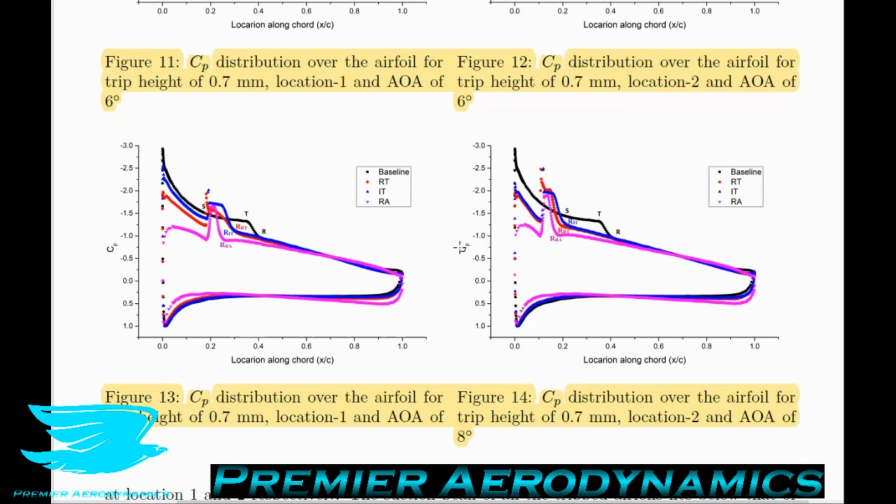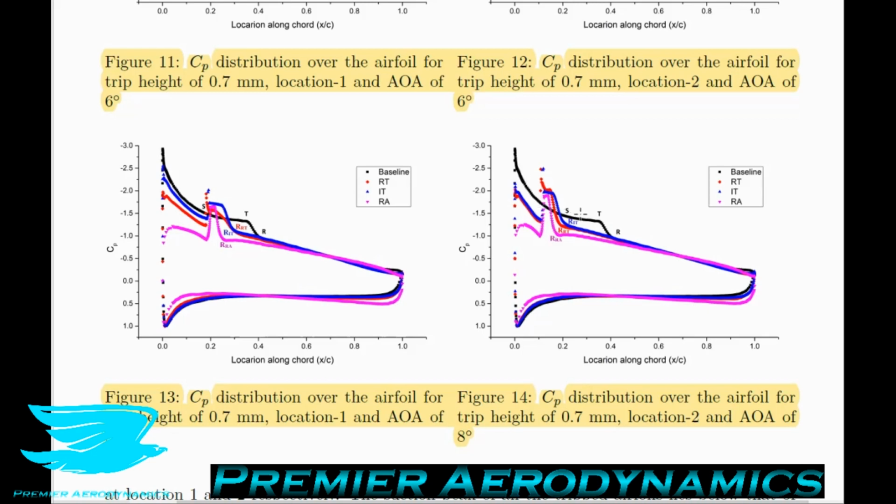And in location 2, we still get the same thing. So it's interesting how this right angle triangle trip is not nearly as good in terms of lift production at this higher angle of attack compared to the other two trips and the baseline airfoil. What's more interesting is, as we get to location 2, which is where we have the boundary layer trip at 10% from the leading edge, the baseline airfoil produces a lot more lift than the tripped boundary layer airfoils.